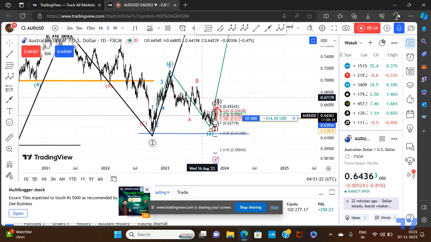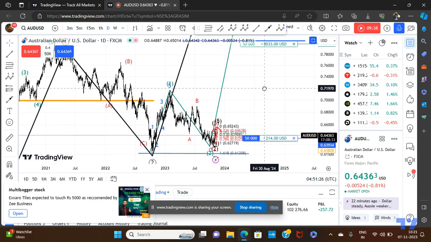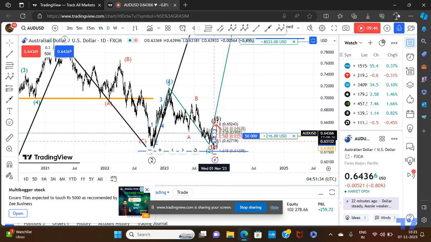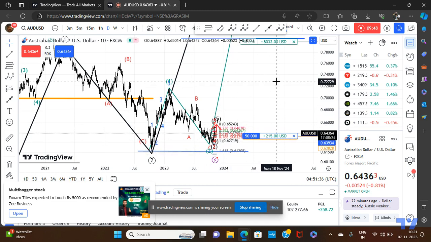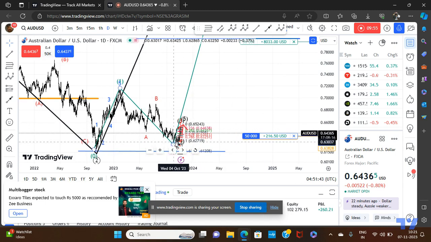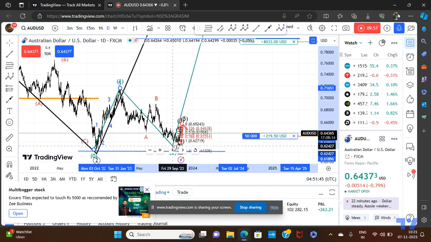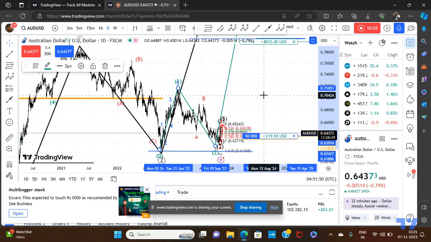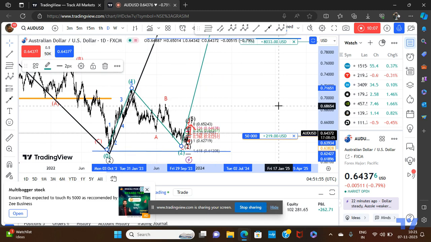One, 2, 3, 4, 5, A, B, C. So basically, this would be an intermediate third wave at a higher scale. And now we are in the third of the third. So the third of the third should be very strong. This wave should be very strong. So right now it is correcting. Let's see to what extent this correction goes.